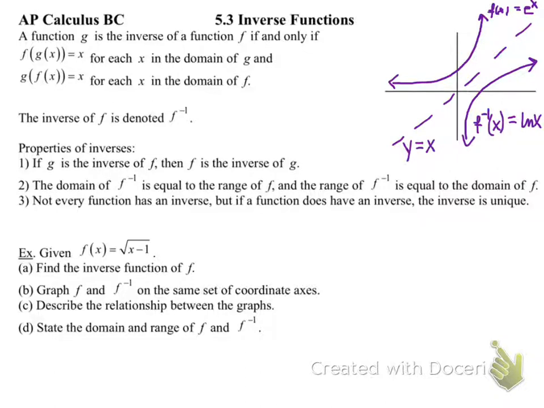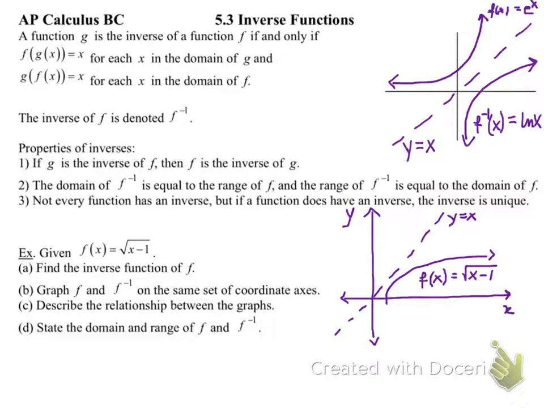Properties of inverses include that if g is the inverse of f, then f is the inverse of g. The domain of the inverse is equal to the range of f, and the range of the inverse is equal to the domain of f. Not every function has an inverse, but if a function does have an inverse, the inverse is unique. We're going to look first at f of x equals the square root of x minus 1, and we are going to find its inverse.